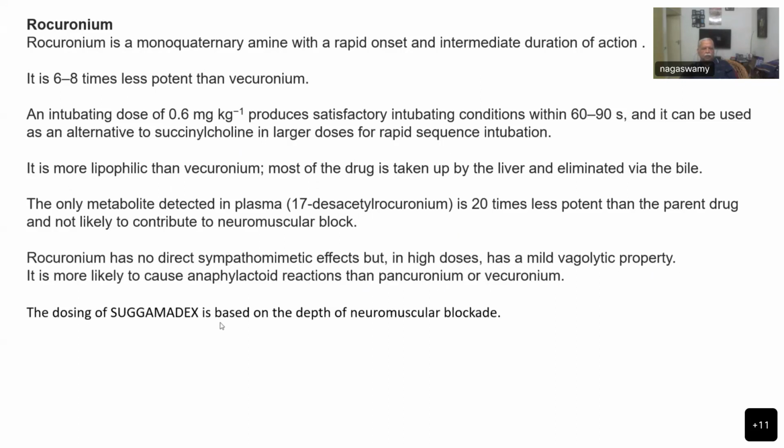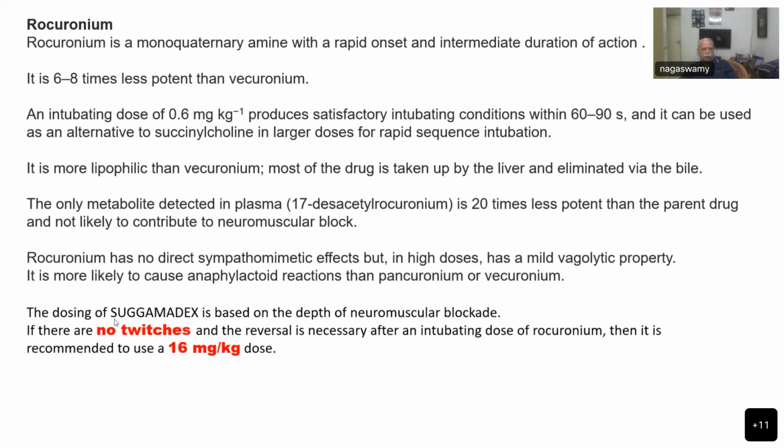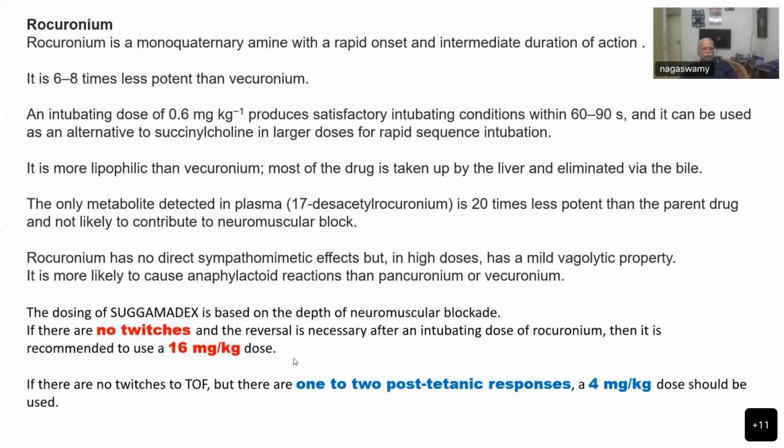And the dosing of sugammadex is based on the depth of neuromuscular blockade. If there are no twitches in train of 4, as you will see soon after intubation with a paralyzing dose, then the reversal dose is 16 milligram per kg. And if there are no twitches in the train of 4, but 1 or 2 PTC responses, then the dose is 4 milligram per kg. And if all the 4 twitches are present in train of 4, a 2 milligram per kg dose can be given. Okay, so these are the 3 different dosages which you have to remember.